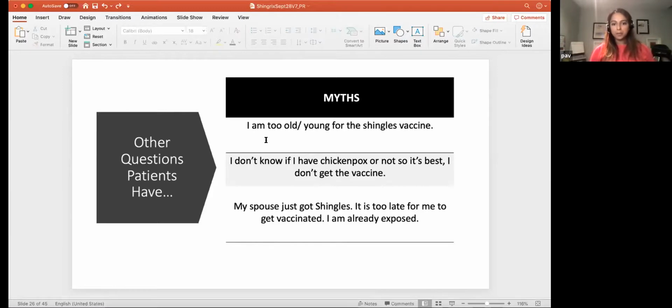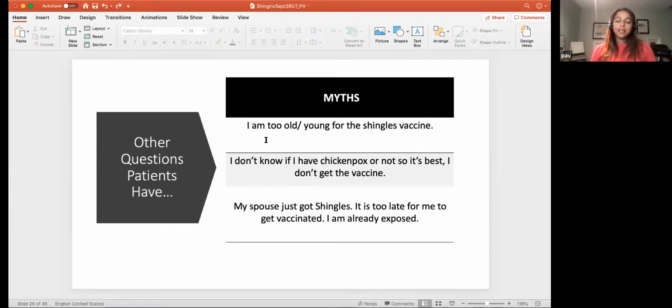I've also heard, I don't know if I have had chickenpox or not, so it's best I don't get the vaccine, which is actually the contrary. It's important that you do get the vaccine because not having had chickenpox means that you could potentially contract chickenpox from someone who may have shingles, as long as their blisters have not crusted over. And if you do have direct or indirect contact with them, you could get adult chickenpox, and then potentially the reactivation could lead to shingles occurring for you.